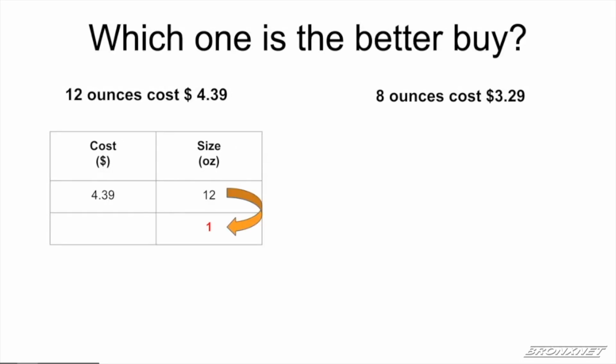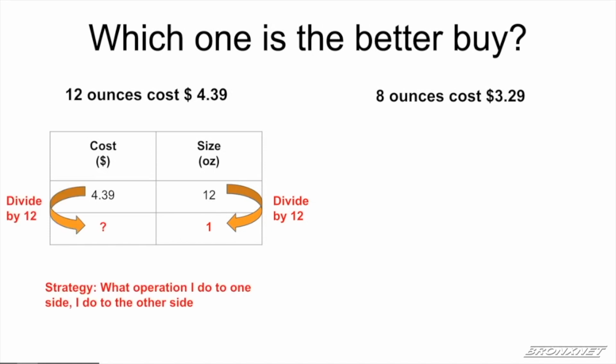So operationally speaking, I can divide 12 by 12 to get 1. That's how I can get from 12 to 1. Now, when dealing with the ratio, just like with the fraction, what operation I perform on one number, I have to perform on the other. And so in this case, I'm going to need to divide $4.39 by 12.